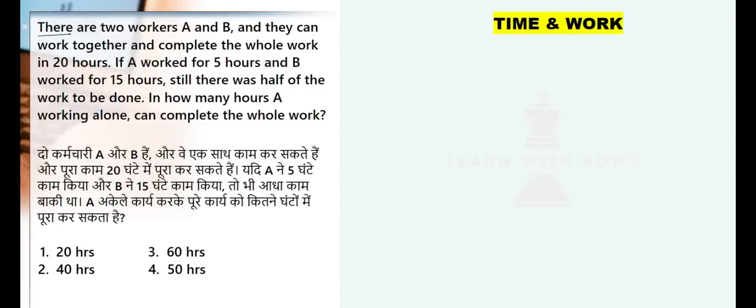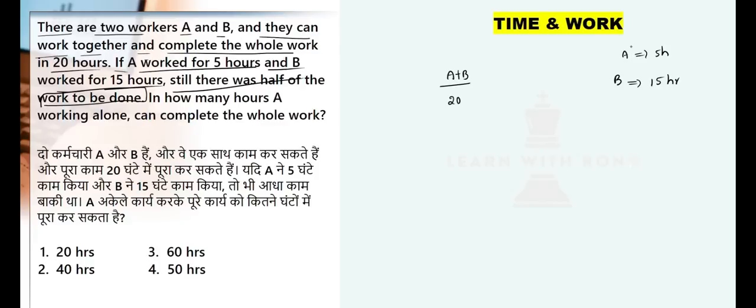See this one, there are two workers A and B. They can work together and complete the whole work in 20 hours. Let's say A worked for 5 hours and B worked for 15 hours, and still there was half of the work to be done.